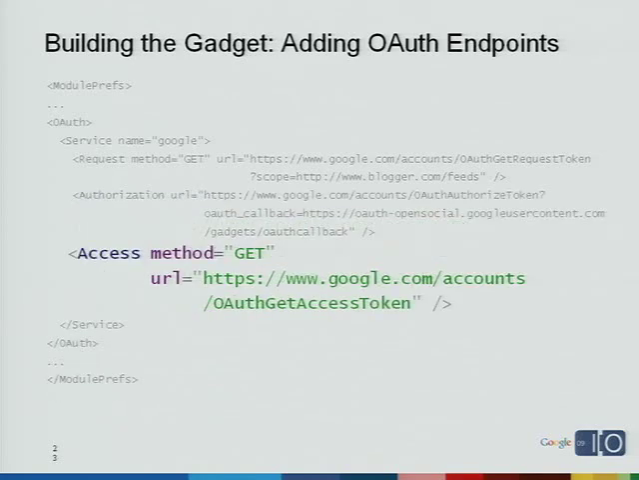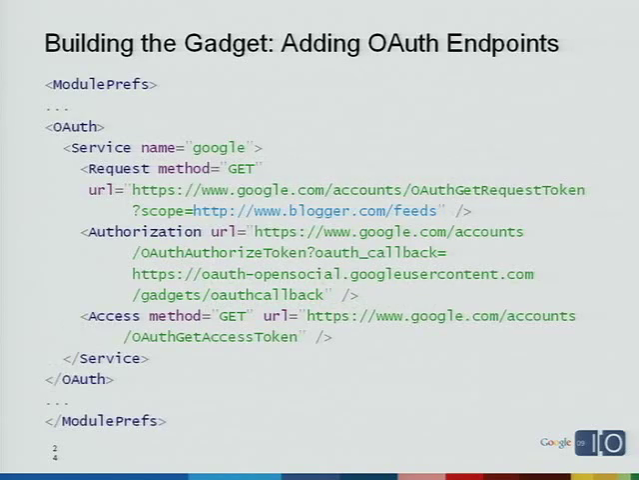Lastly, we've got the access token step. This tells the iGoogle server where to visit on the service provider in order to exchange the request token for an access token. So here's what the entire module pref section looks like. With these three URLs, we've laid down the groundwork of doing OAuth in your gadget. Next, Eric's going to come up and talk to you about actually building the gadget. All right, thanks, man.